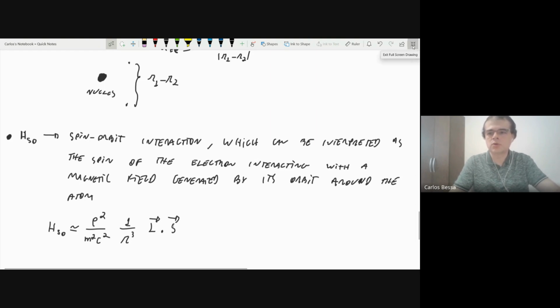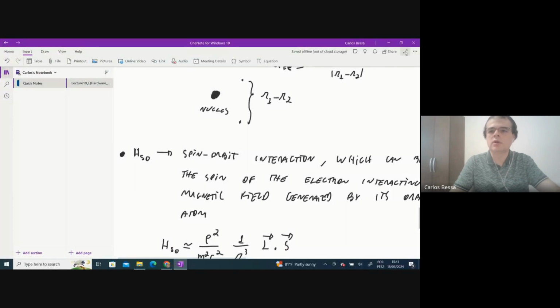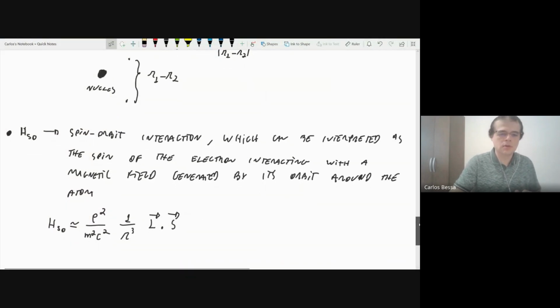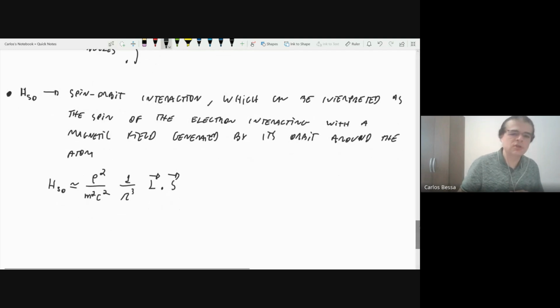Because we could develop this term a little bit more. But let's try to understand at least how you can get this term. So, the physical origin of H_SO.